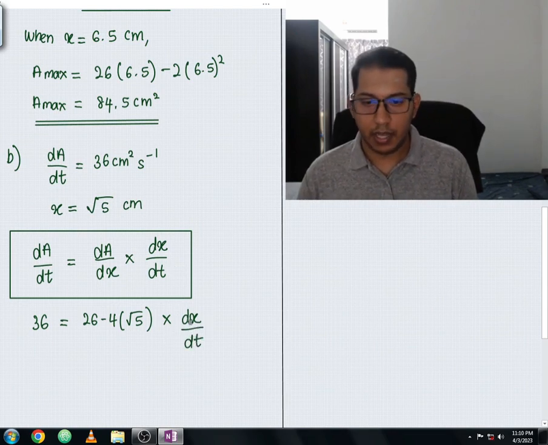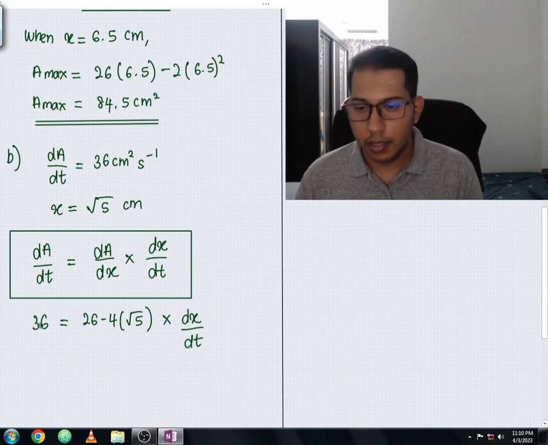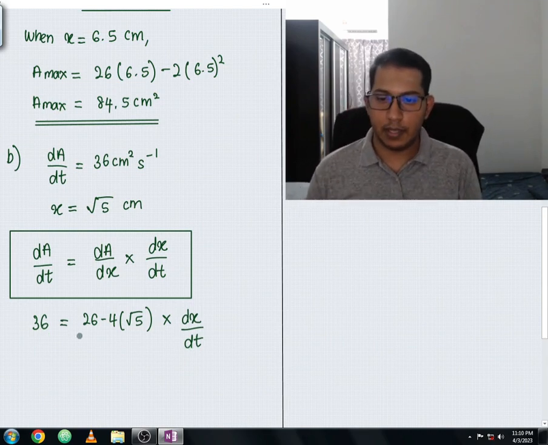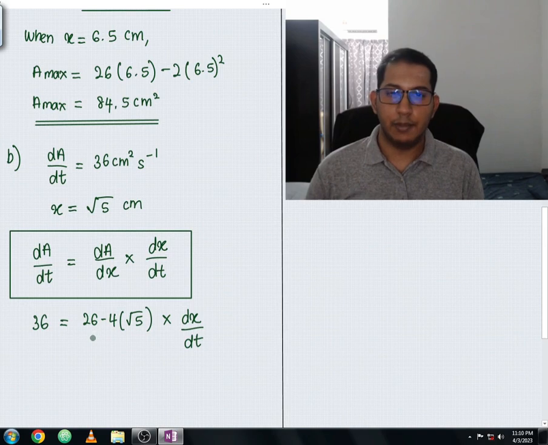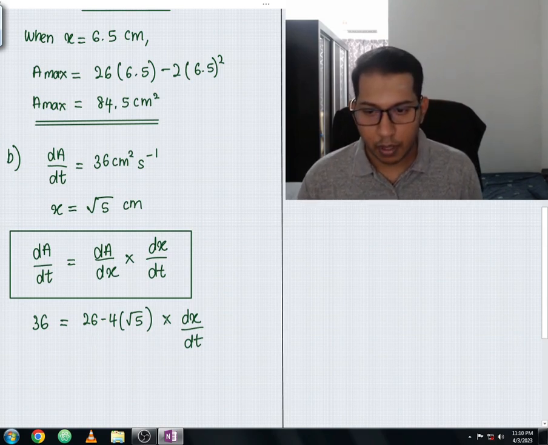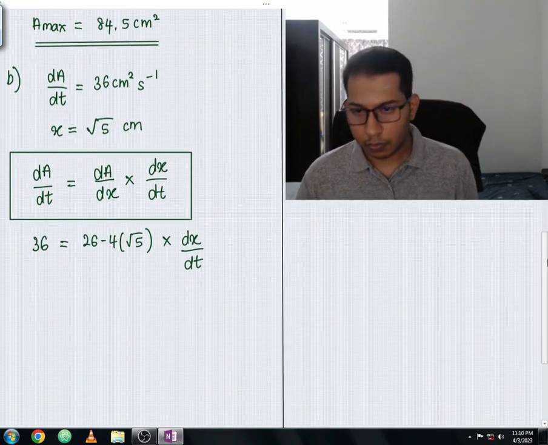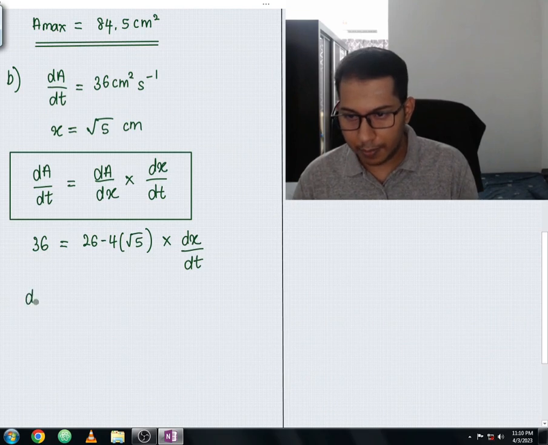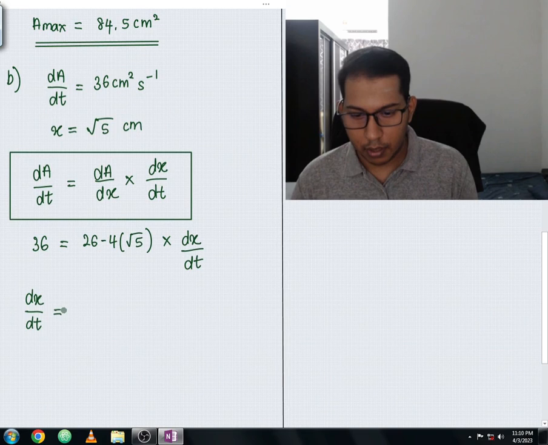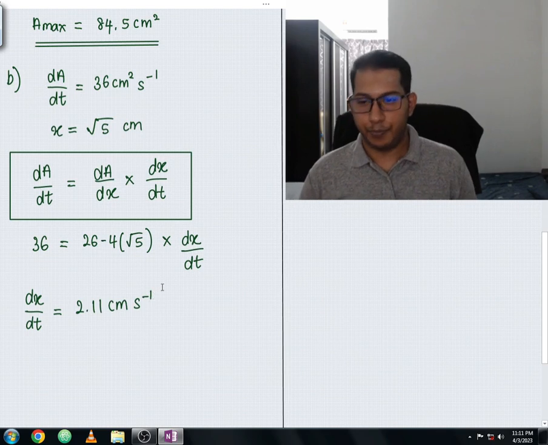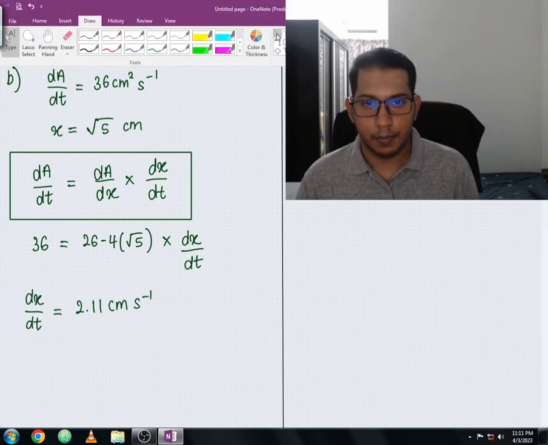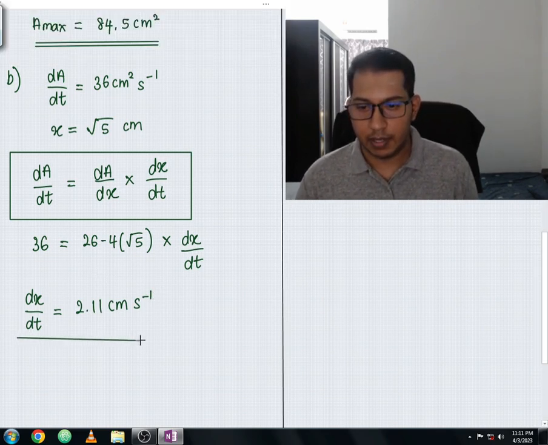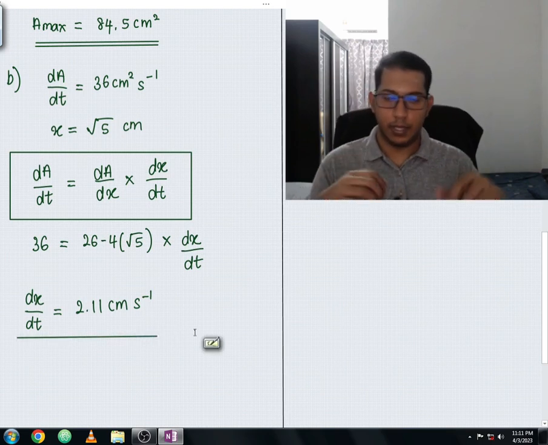Okay, so in order to find dx over dt, we're going to divide 36 by 26 minus 4 times 35. Okay, so you do the division. You calculate it. So from here you get dx over dt is equal to 2.11 centimeter per second. Okay, so let me underline this. Basically this is our step 1 to get the dx over dt.